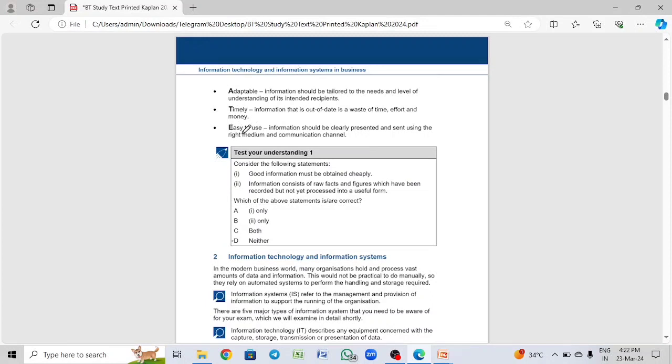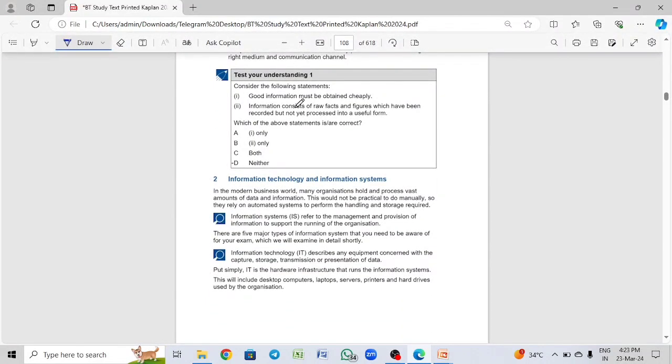And the last is easy to use, right? As I told you earlier, information should be presented in such a way that it is understandable, it can be easily used, and it should be sent through the right medium and communication channels. Okay, we'll do the test to understand the numbers later.